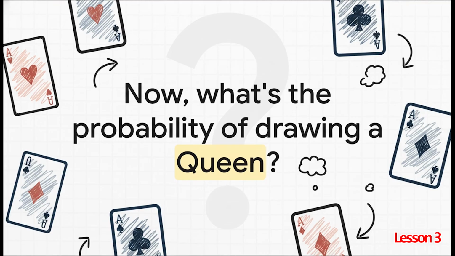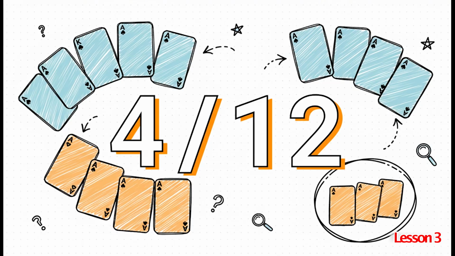Now, given that we're looking at a face card, what's the probability that it is a queen? Our whole universe is shrunken down to 12 cards, so it's 4 out of 12. That's our new probability. And the key thing here is that word if or given.